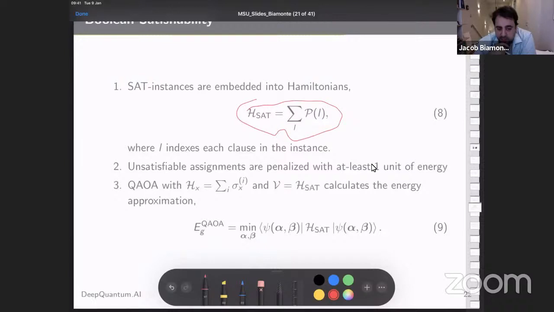Now, unsatisfiable assignments are penalized with at least 1 unit of energy. So in other words, if the instance is satisfiable, it will have a 0 eigenvector, or an eigenvector corresponding to 0 energy. And for every eigenvector that is not the satisfying eigenvector, the energy will be at least 1. And the instance will not have an eigenvalue of 0 if it's not satisfiable.